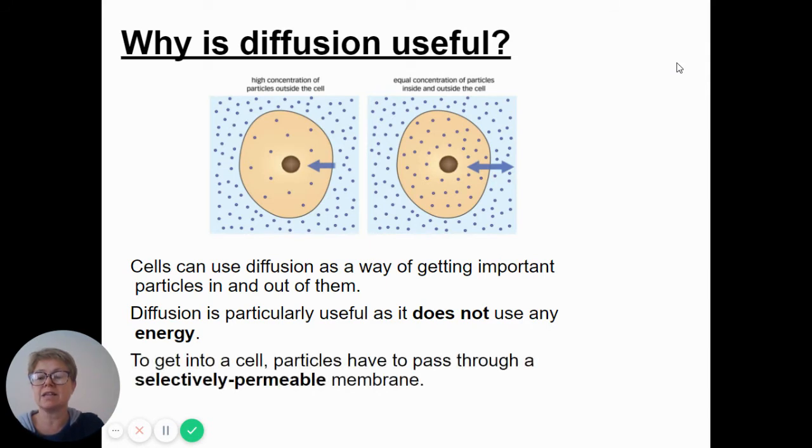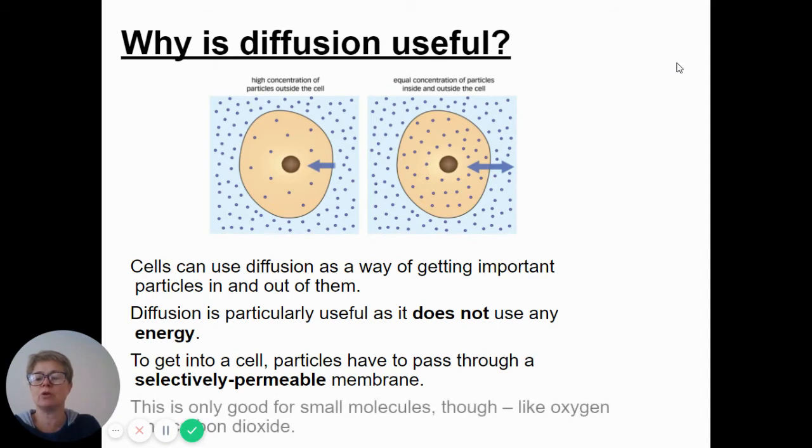And to get in or out of the cell, the particles move through this selectively permeable membrane, sometimes called a semi-permeable membrane. It means the same thing. It lets small molecules through, but not the larger ones.